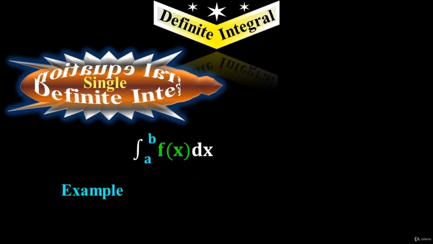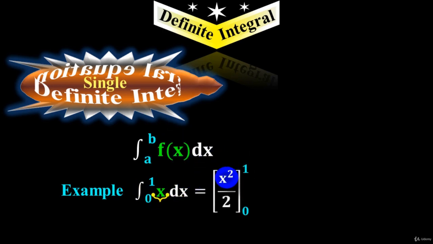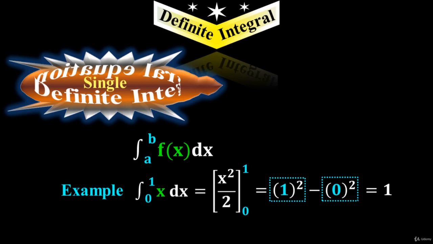An example to know how it can be solved: integration of x dx. The limit a is 0 and the limit b is 1. Integrate x with respect to dx, we have x squared over 2. Now substitute the limit 1 and then the limit 0, subtract them, and we get the final answer, 1. This is a single definite integral equation.